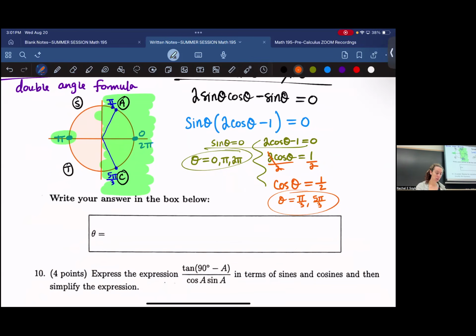So we have 5 solutions in total. In ascending order, we have 0, comma, pi over 3, comma, pi, comma, 5 pi over 3, comma, 2 pi. And we're done. Let's zoom out.